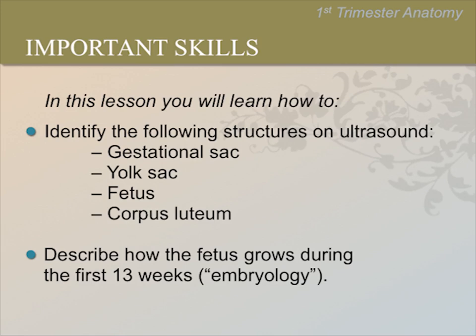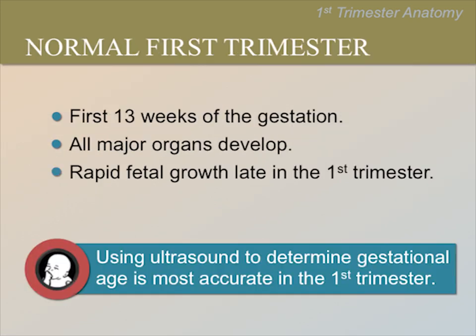Now we will discuss some of the anatomy that becomes important in the first trimester of pregnancy. In this lesson, you will learn how to identify the gestational sac, yolk sac, fetus, and corpus luteum in the first trimester. We will also discuss the stages of fetal development during the first 13 weeks of life. The term embryology means the process of how a fetus develops.